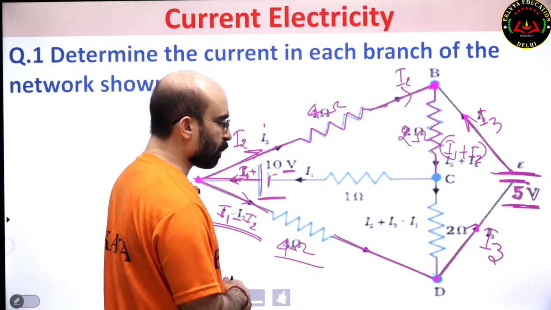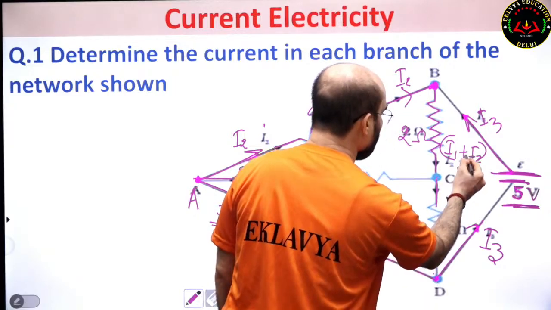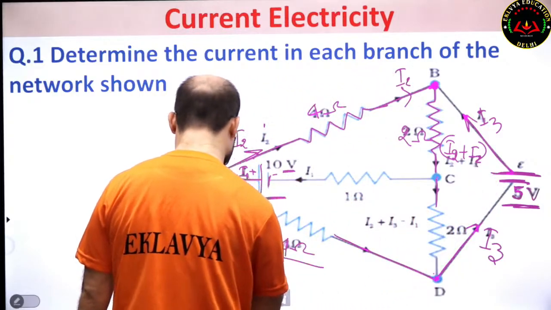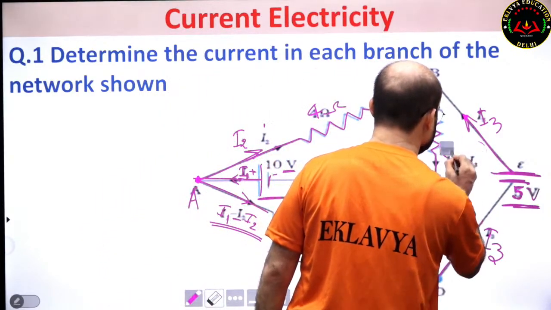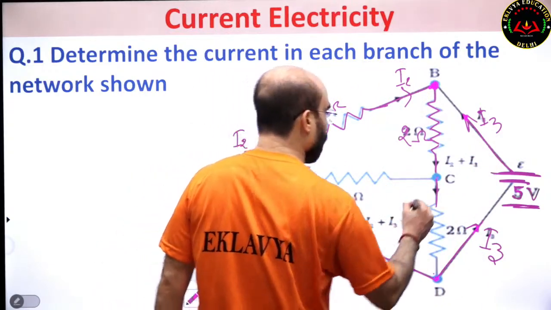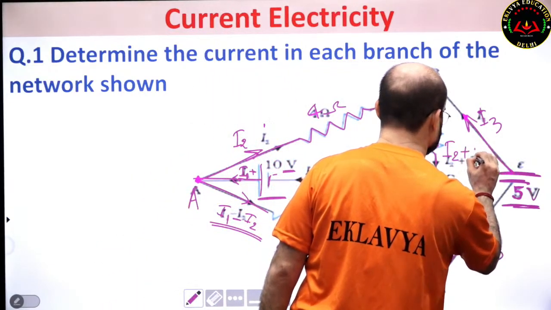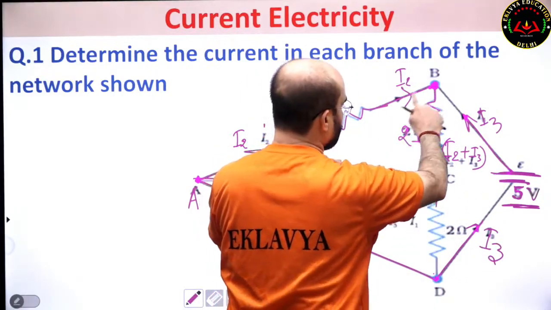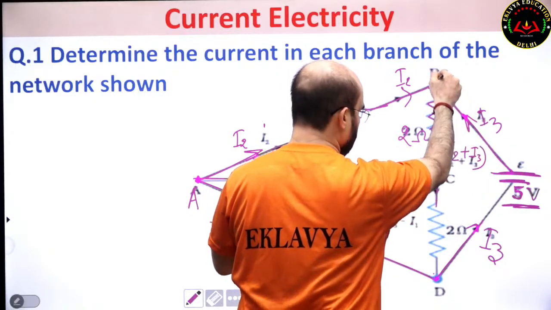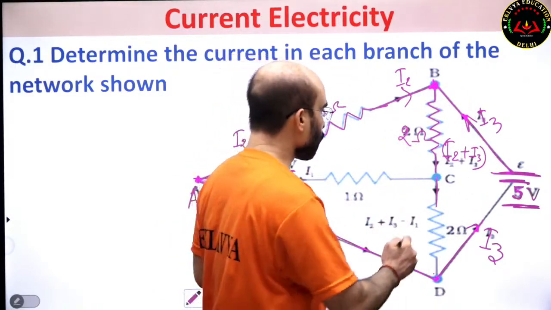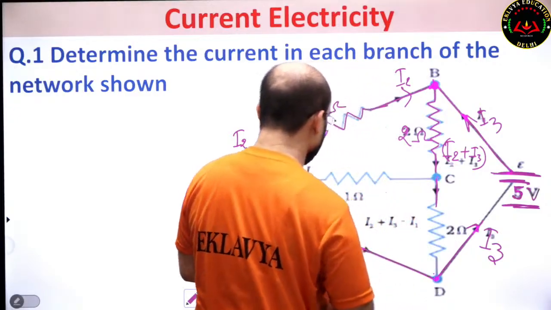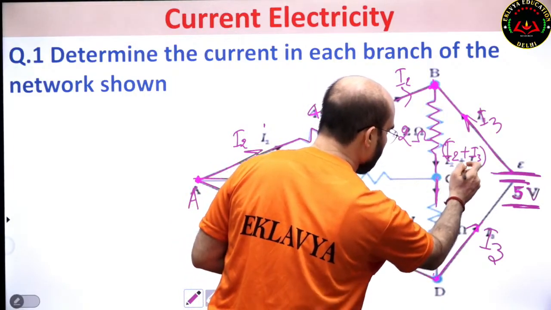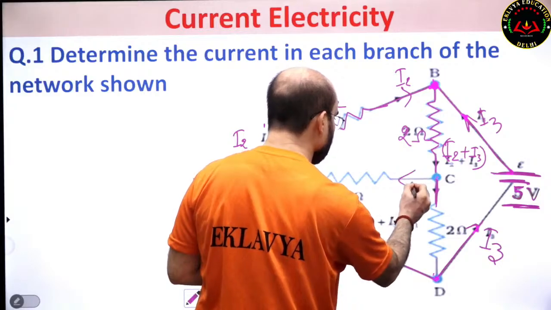So, what current would be coming here? Here, this is I2 plus I3. In this circuit, I2 plus I3 is coming. In this 2 ohm resistor, I2 plus I3, I2 and I3, these two were coming in this. Right? Now, in this branch, what will happen? This is coming, and from this I2 plus I3, and this is I1.